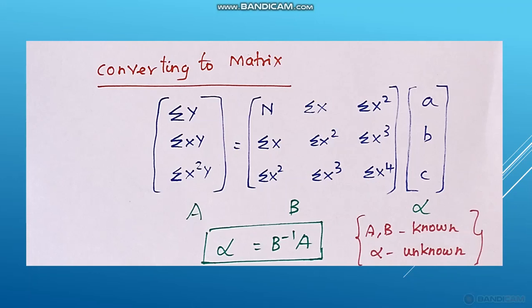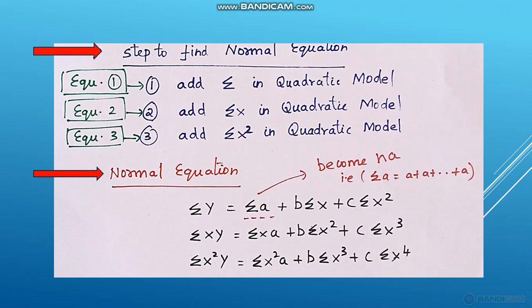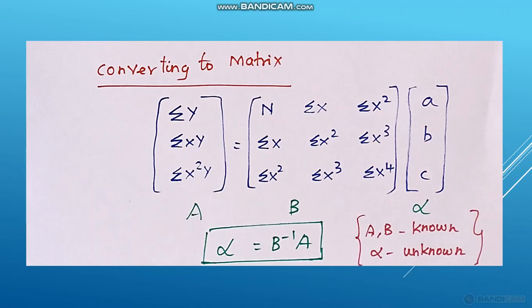Here we are just converting this equation, that is we are taking all three equations as a 3 into 1 matrix. From this 3 into 1 matrix we are converting it into two matrices, that is the B matrix and the alpha matrix. The B matrix is a 3 into 3 matrix and the alpha matrix is a 3 into 1 matrix. The B matrix is a symmetric matrix, that is B will be equal to B transpose.